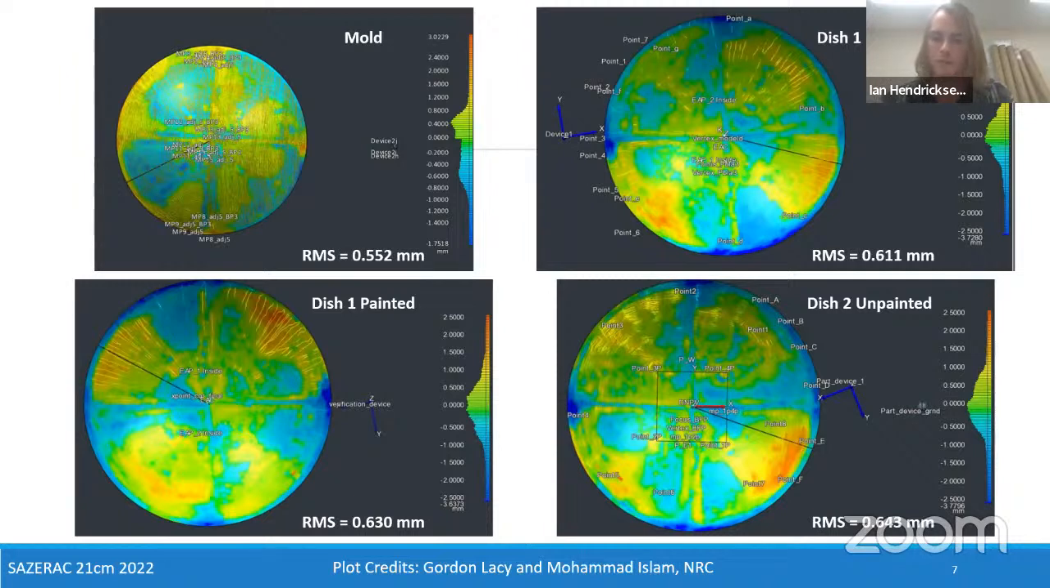And the first dish unpainted has an RMS of around 0.611 millimeters. So not too much of an increase in the RMS. The key thing to point out here is that the first and second dish unpainted both have sub-millimeter RMS values, and they're pretty comparable too, at around the 0.6 millimeter level. So again, we're able to achieve both the redundancy, keeping them both consistent with each other, as well as systematic control, achieving RMS that is sub-millimeter.